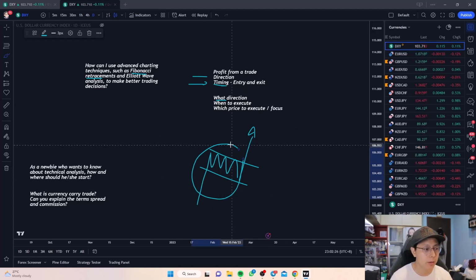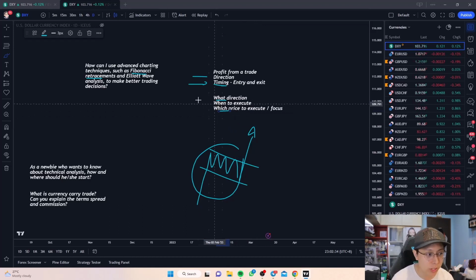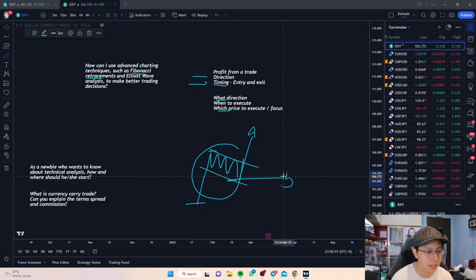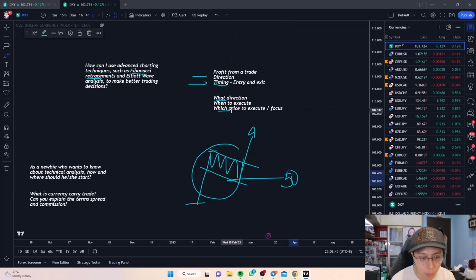But just based on this alone, we probably don't have the price point to execute. We don't know when. So we need more layers to it. Maybe we add in the fibs. If you take fibs from swing low to swing high, somewhere around 50%, that's the area to look out for, and that's answering which price.